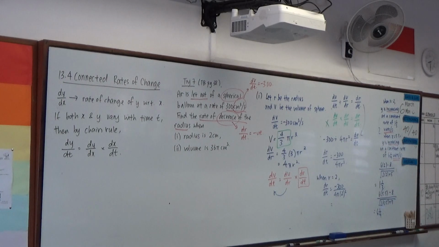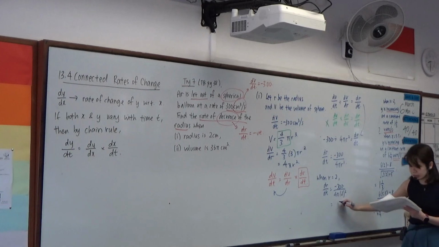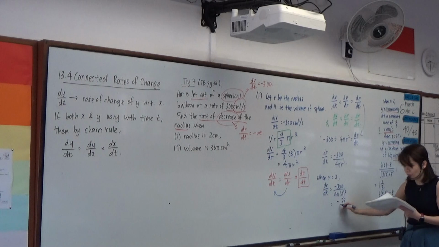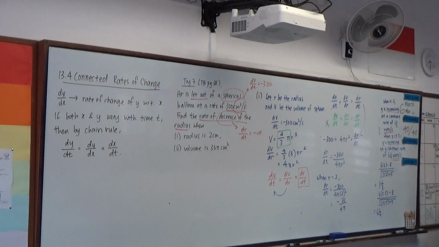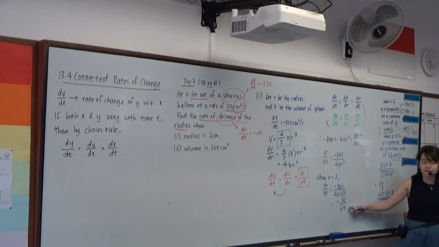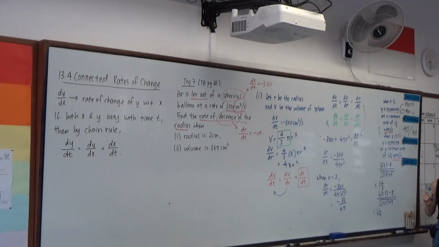And then you will find that dr over dt is negative 75 over 4 pi. Let's give exact answers as much as possible. That's why I'm leaving it in terms of pi, rather than computing the entire value on a calculator to get a decimal.